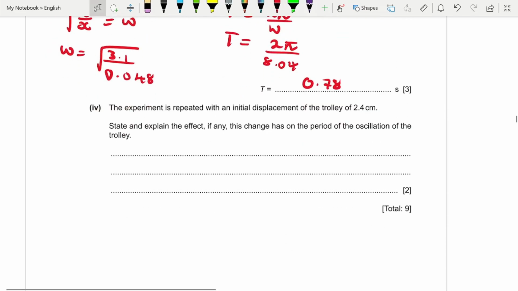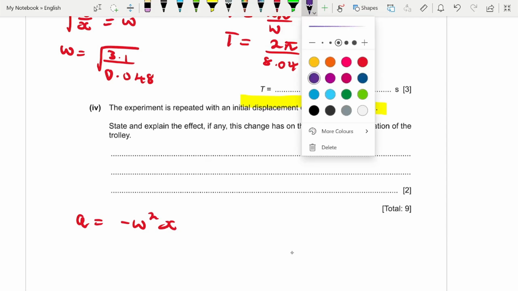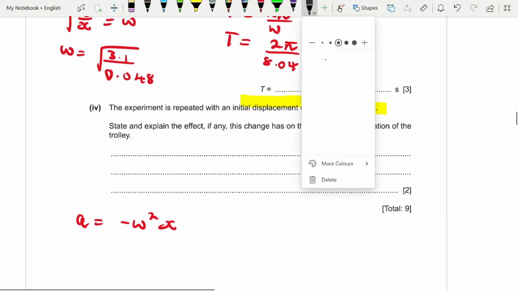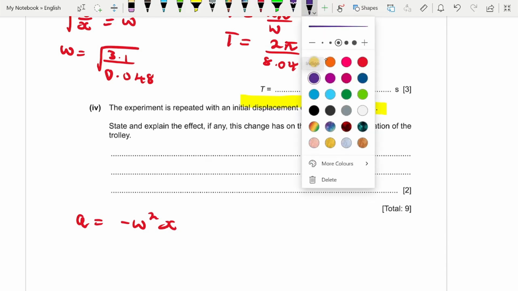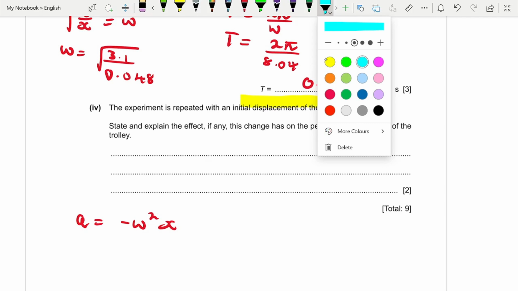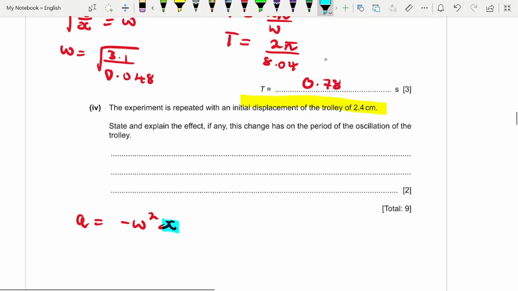The experiment is repeated with an initial displacement of 2.4 centimeters. What do we know? We know that acceleration is equal to negative ω squared x. And what they've done here, they've been a little cheeky, very smart guys. But if you think about it, nothing much has really changed here. We have halved 2.4, from 4.8 to 2.4. So this is halved.